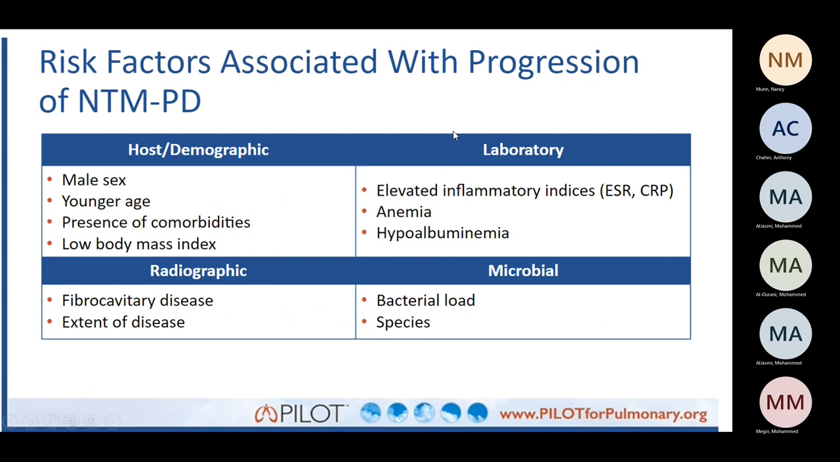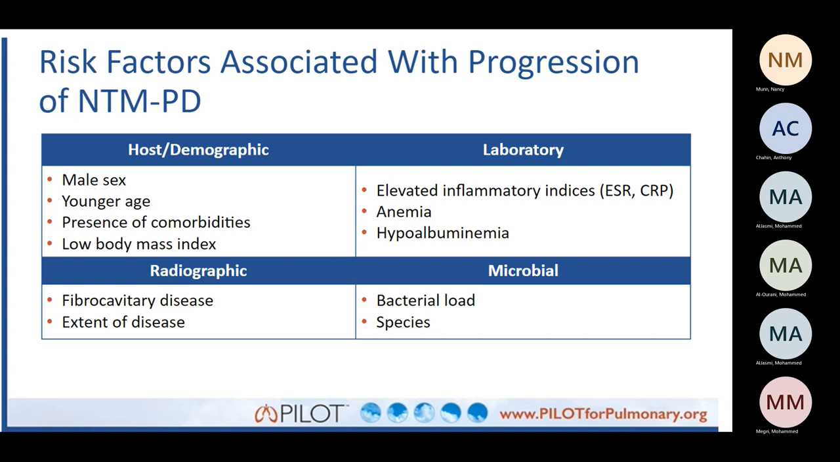Okay, so there are risk factors associated with progression. Again, we have some questions related to that. Though the incidence is more in females, males tend to have worse outcomes or more likelihood of progression. Younger patients, and here low body mass index is among the host factors associated with progression. And then, of course, the imaging: if you have cavities, definitely, or widespread disease, more likely to progress. And the patients having high inflammatory biomarkers, hypoalbuminemia, and high microbial load as reflected by positive smear. And of course, the type of infection that you have will decide whether to treat or just watch and monitor.